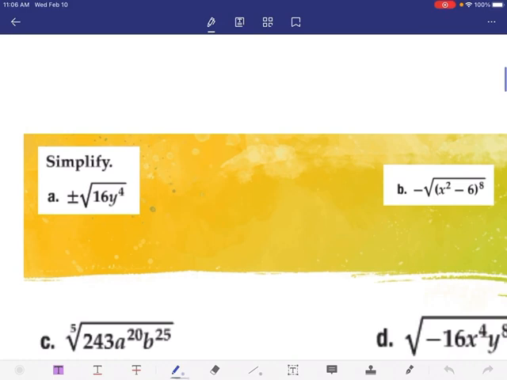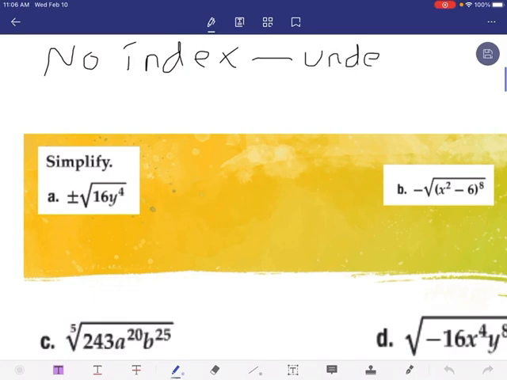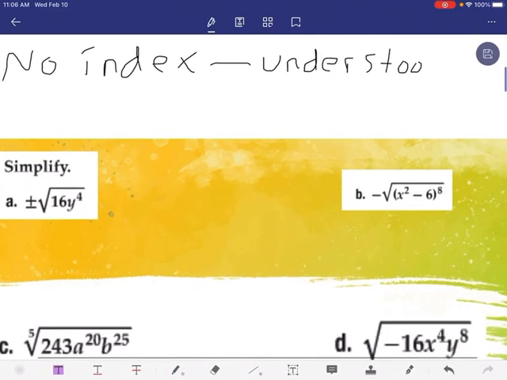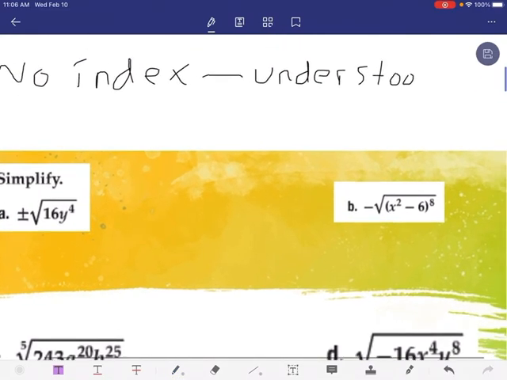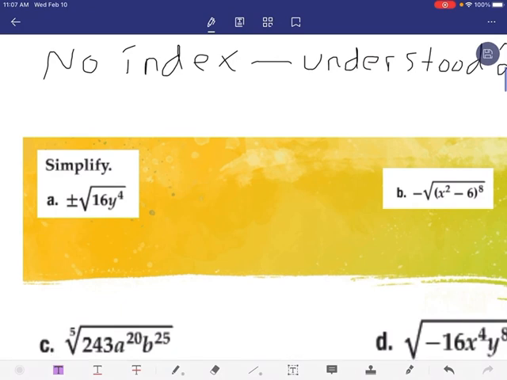Well, if you notice on both A and B and D, there's not an index there. So in general, if there is no index, it is an understood 2. Or basically I have a square root. Since our square root is the most common root, basically they just said, okay, if I don't see any index there, then it's understood to be a square root. So in this case, we have a square root.